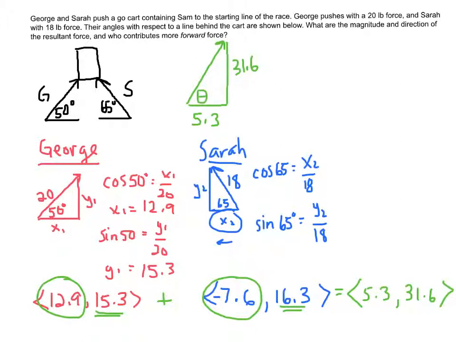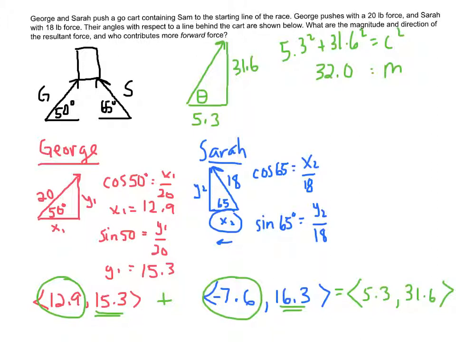So the magnitude, I'm going to use the Pythagorean theorem. 5.3 squared plus 31.6 squared, that's going to equal c squared. So let me type that in. And when I do, I get, for the magnitude, I've been using m in my other examples, so I'll be consistent here. So for the magnitude, I get 32.0. So 32.0 pounds of force.